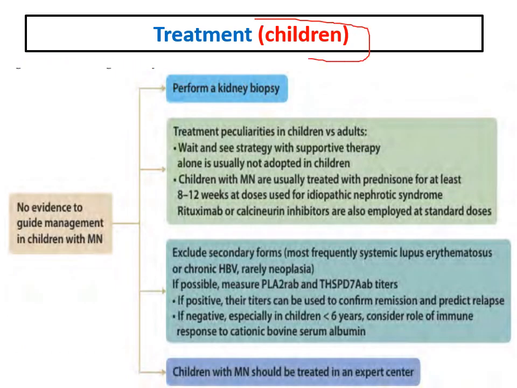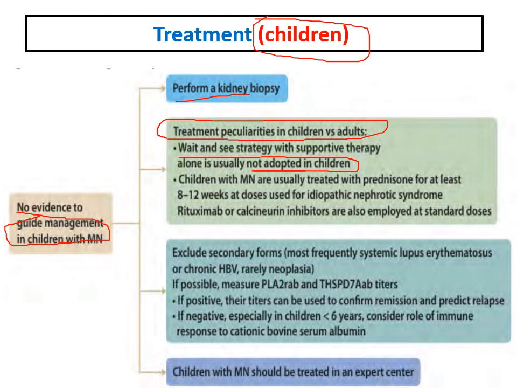What about treating children patients with membranous? There is no evidence to guide our management of membranous in children. We should perform kidney biopsy. What are the treatment peculiarities in children versus adults? What is the difference? A wait and see strategy of 6 months to see if there is spontaneous remission is usually not adopted in children. Very important: a wait and see strategy is not adopted in children.